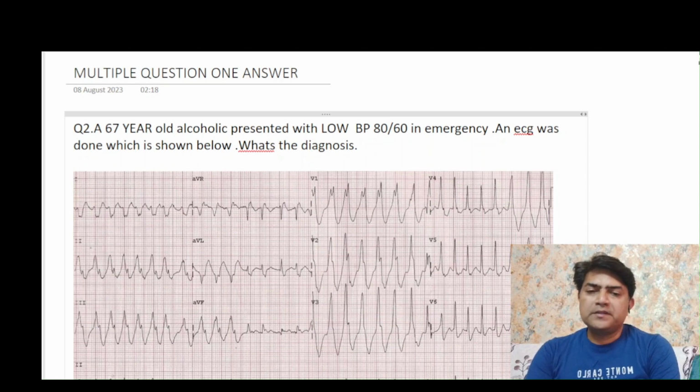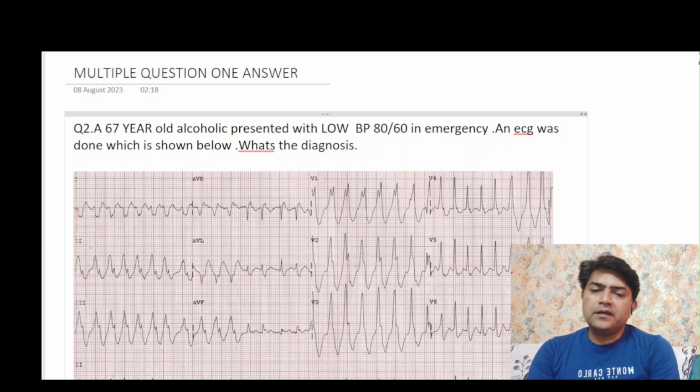Now, a wide complex tachycardia can be a ventricular tachycardia, or it can be atrial fibrillation. A pre-excited atrial fibrillation can also be there. So now you see what the diagnosis is among the four choices which are given. So here also the answer is atrial fibrillation. Now, why not ventricular tachycardia?